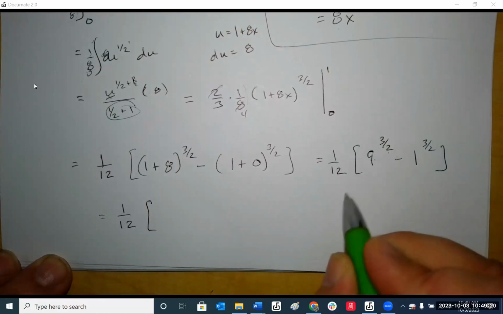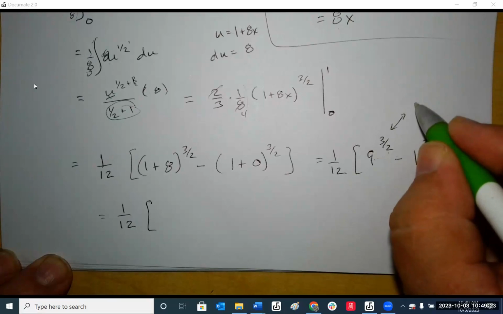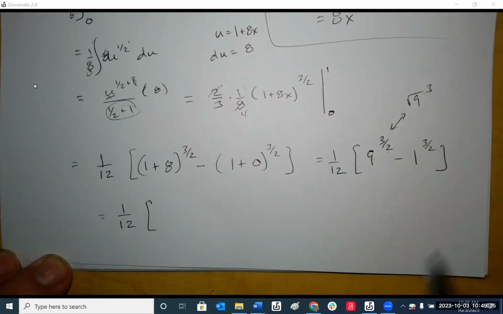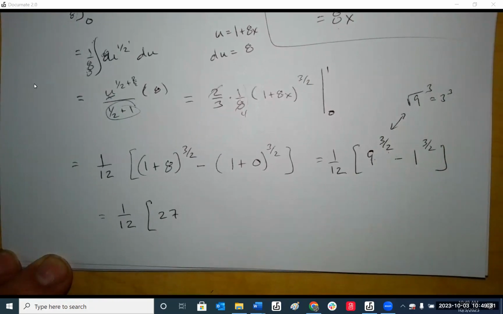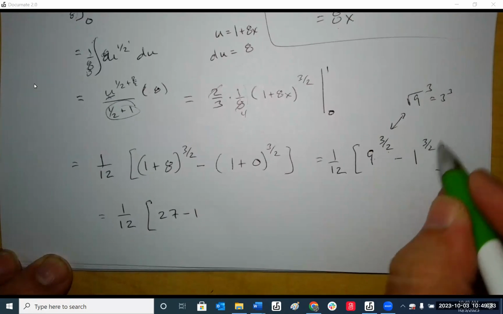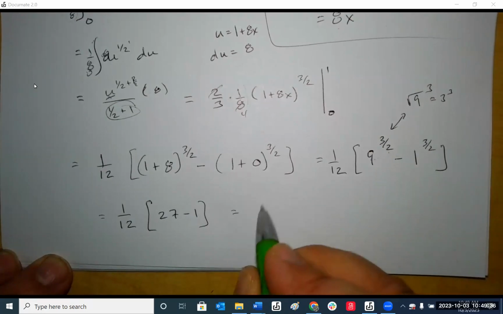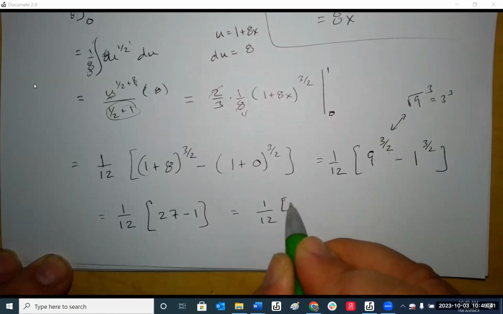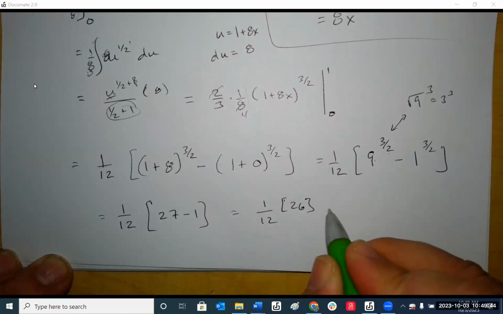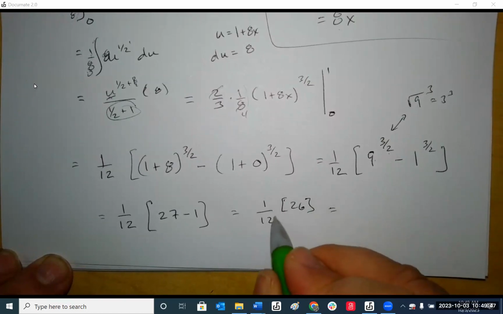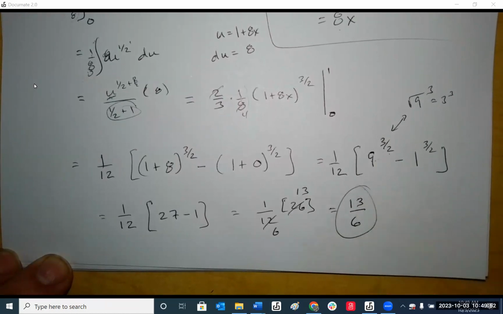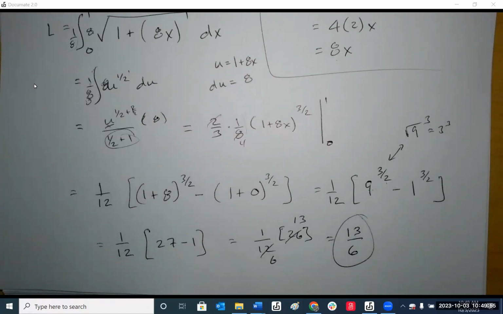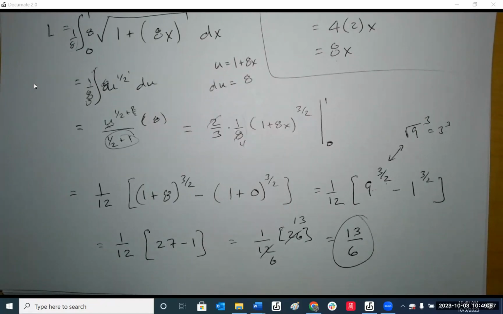So what this means is we have square root of 9 cubed, which is 3 cubed, which is 27, minus 1. So you have 1/12 times 26. They both have a 2 in common. 13/6. There's the arc length of that curve from 0 to 1.